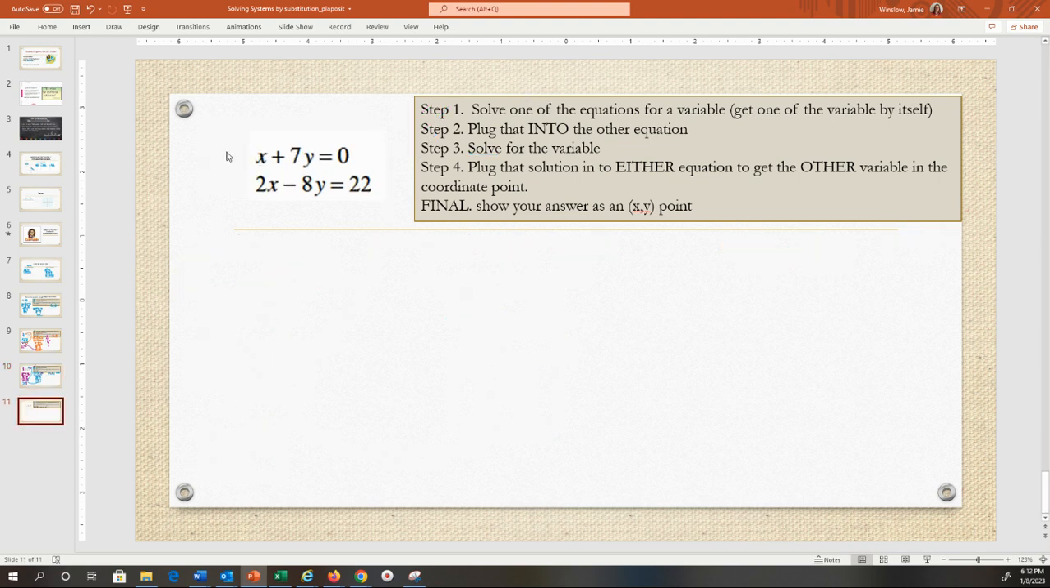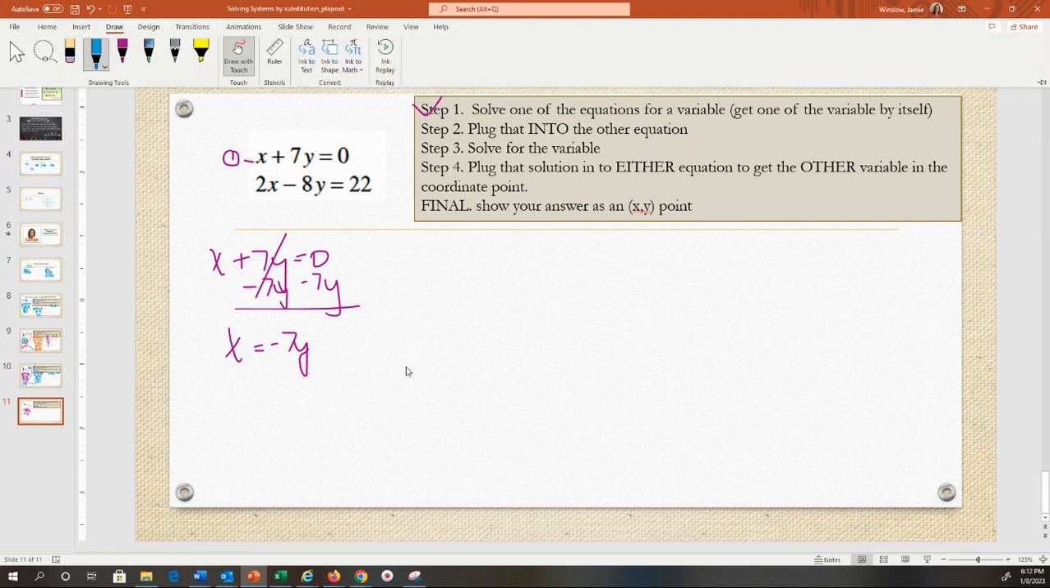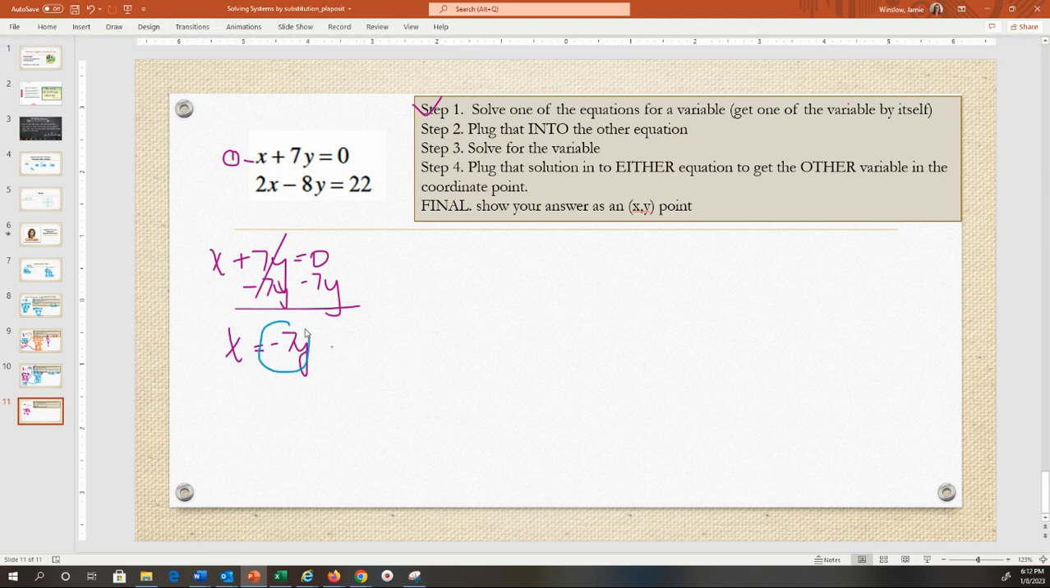Last one. Let's pick an equation. How about number 1? Look, x does not have a coefficient. So I'm going to solve this one for x. We'll subtract 7y from both sides. X is negative 7y. Step 1 is done. Now we're going to do what the name is called, right? We're going to substitute x into the other equation.